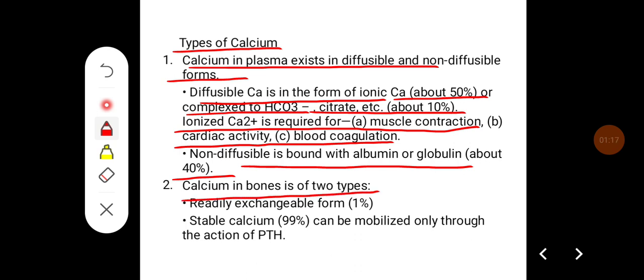Calcium in bone exists in two types. It is a readily exchangeable form at 1%, and stable calcium almost 99%, which can be mobilized only through the action of parathormone.